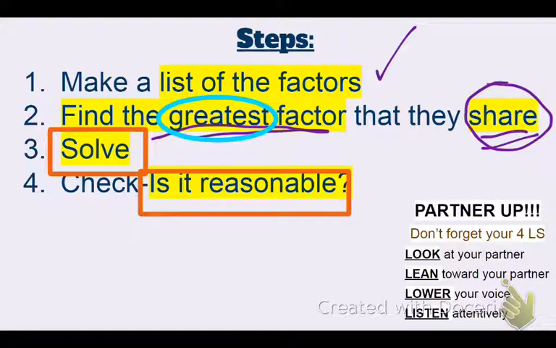So 1, make a list, find those factors. 2, circle the ones that they share and find the biggest. Once you find the biggest, you've solved. Go ahead and see, is it reasonable? Is it the largest one they really do share?